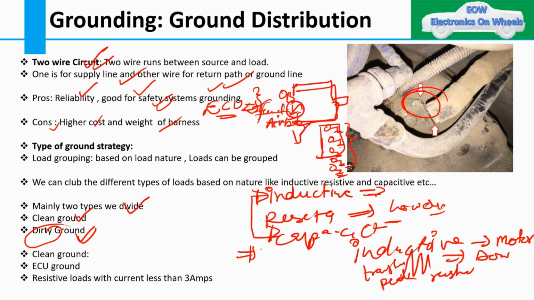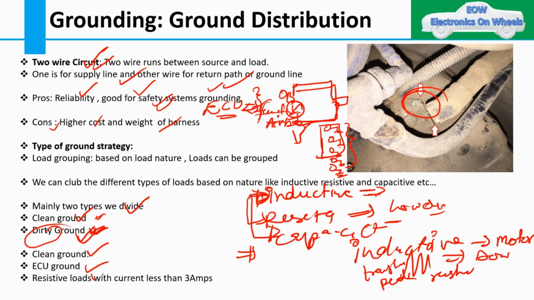Okay, we don't mix all these loads, inductive loads and resistive loads, together. So we have the clean ground and dirty ground. Do you understand what dirty ground is? Dirty ground is when you are mixing the inductive, capacitive and resistive loads. Clean grounds are those grounds which are resistive grounds.